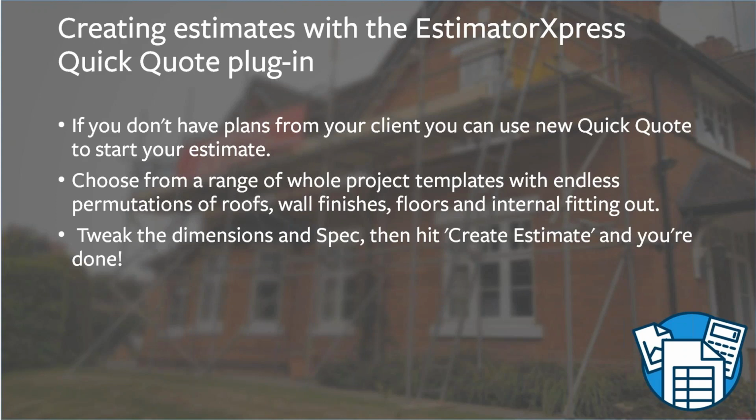Then going from there, what we're going to be doing is going to be looking at the quick quote plugin. Okay, so I'm going to be able to add in another section of a job that I'm just going to create off the top of my head, potentially a porch or something like that to the front of the house, just so you can see how fast it can work. But this can only be done with anything from roof, wall finishes, okay, to renovations, refurbs as well, okay. And then you can start, as it says at the bottom, tweak the dimensions and spec, and then you can create the estimate, which is quite handy.